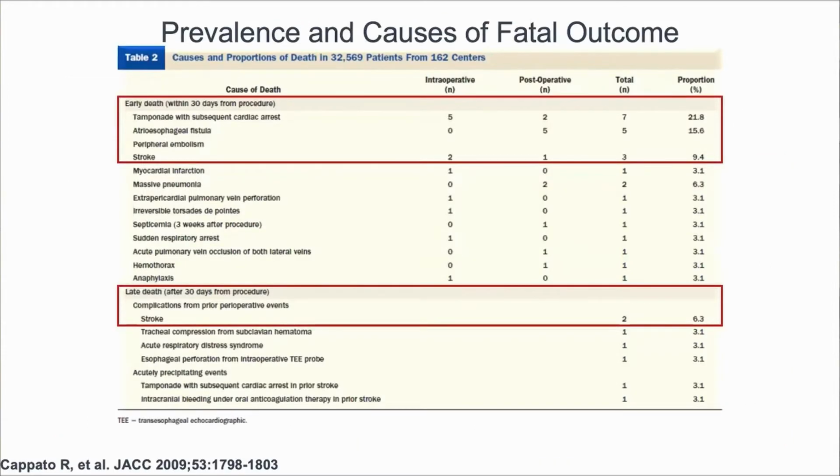What is important to know is the prevalence and causes of fatal outcome. This table shows causes and proportions of death in more than 3,000 patients. The higher rate of early death within 30 days after the procedure was mainly in connection with tamponade, atrial esophageal fistula, or peripheral embolism and stroke. The highest rate of late death, after 30 days after the procedure, was mainly in connection with stroke.